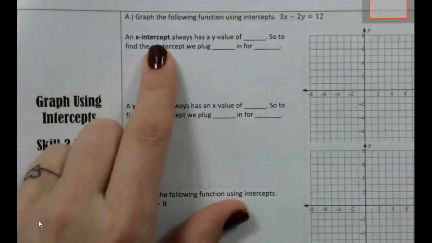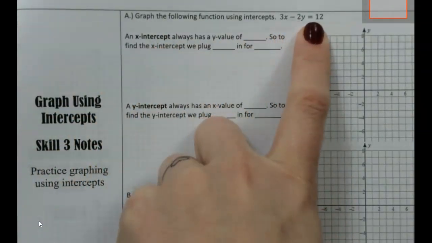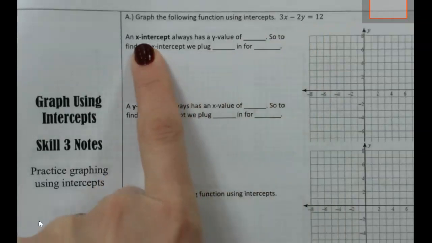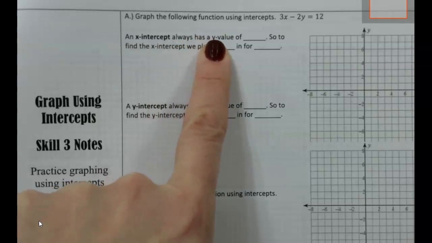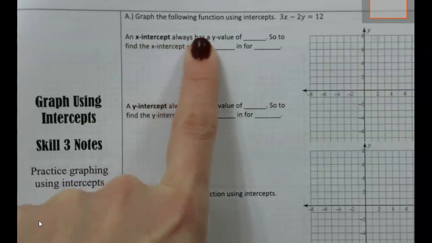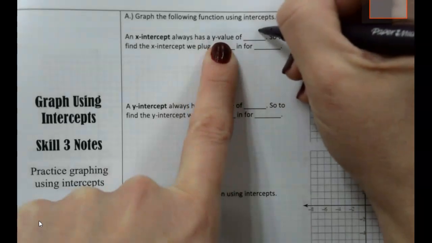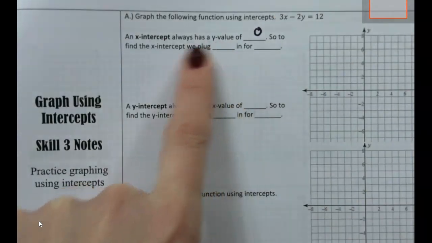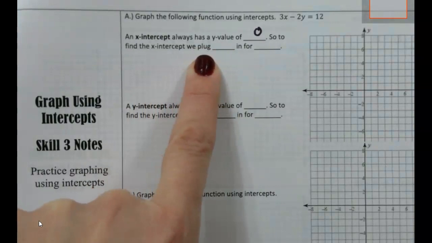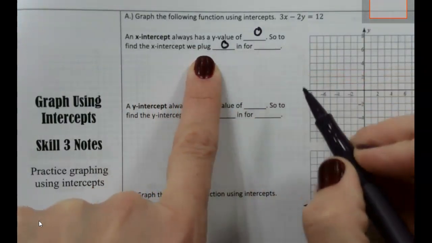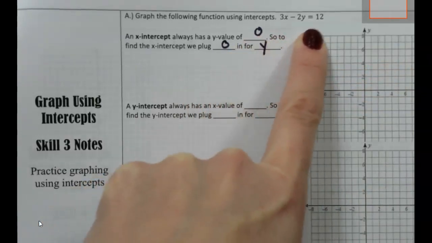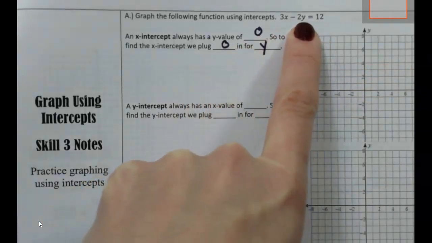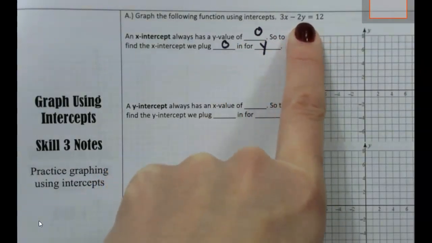So skill 3 actually gives you the equation. So we're going to start working with the equation now and trying to find the x-intercept and the y-intercept. The x-intercept always has a y value of 0. So to find the x-intercept, we are going to plug in a 0 where we see the letter y. So up here in this equation, we're going to put a 0 in for this y, and that's going to tell us how we're going to find the x-intercept.